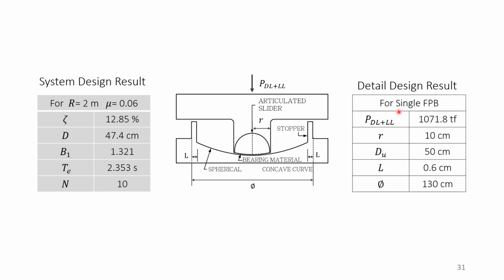For the single FPB of Datun Elementary School, its actual load is 1,071.8 tons. The radius of the articulated slider R is equal to 10 centimeters, and the ultimate displacement du is equal to 50 centimeters. The stopper's length is 0.6. At last, the diameter of the concave curve is 130 centimeters.